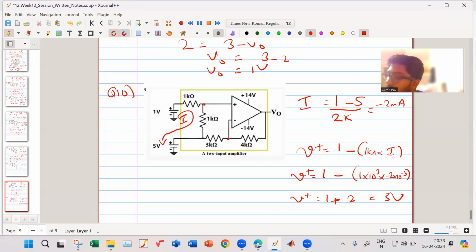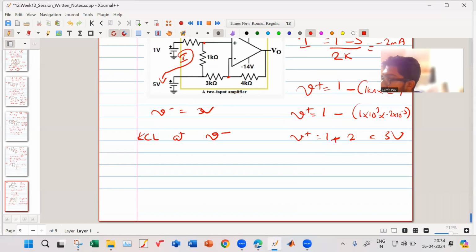What is your V minus then? 3 volt. So you got your V minus also is equal to 3 volts. Then what will we do then? Apply KCL at V minus. What do you get?